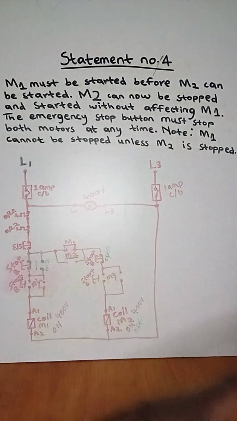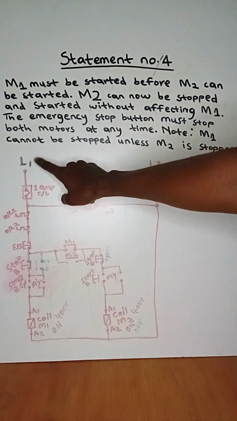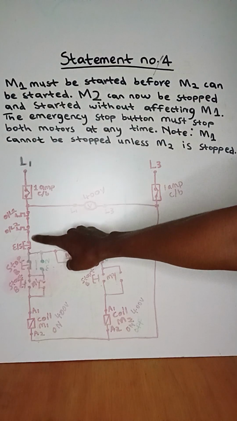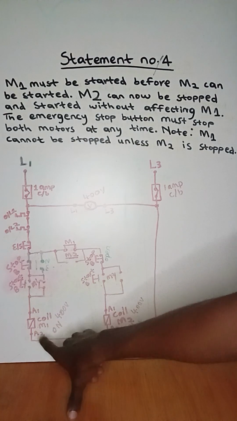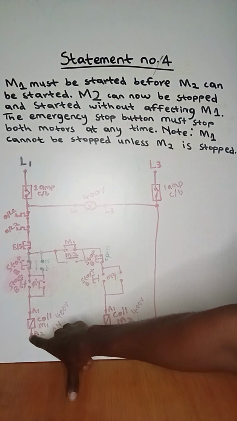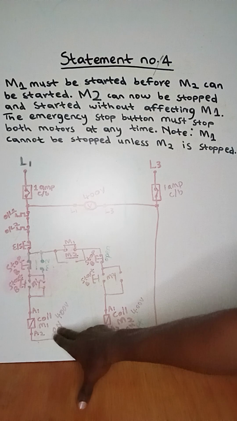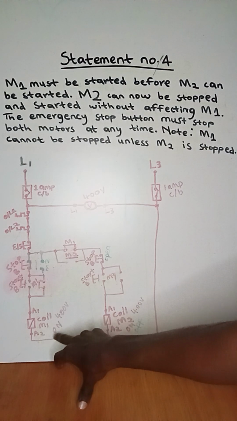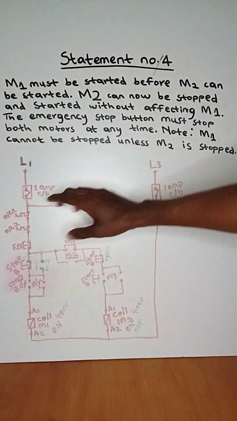We have stopped motor 2, and let's firstly check if motor 1 is still running or not running. Right, the current from live 1 will flow down all the way to the stop button, and all the way to the retain of motor 1, and all the way to the coil of motor 1 from A1. And A2 will also get live 3. So the coil of motor 1 is still energized, which means it's still on. So we are still good.